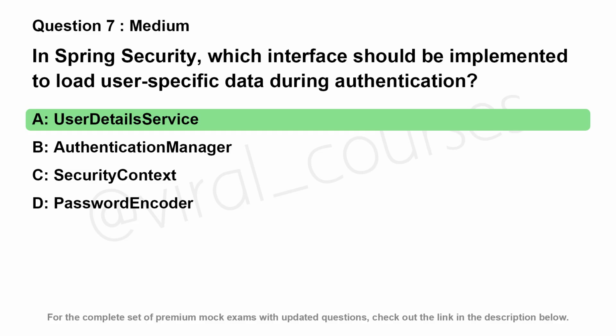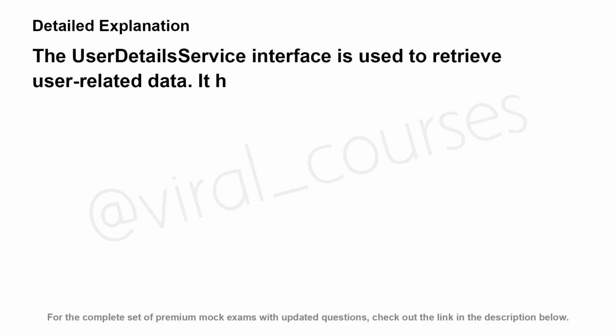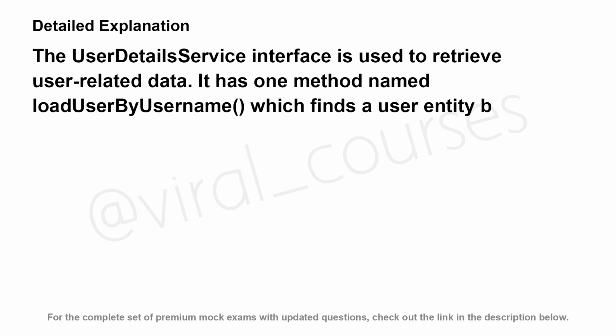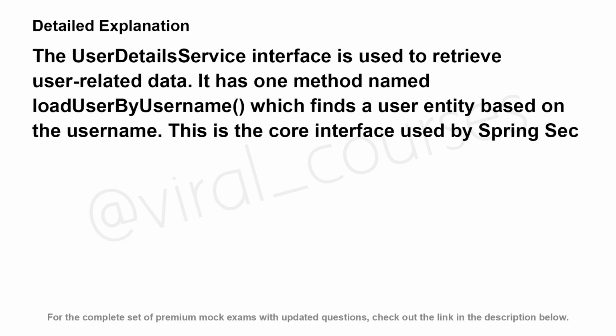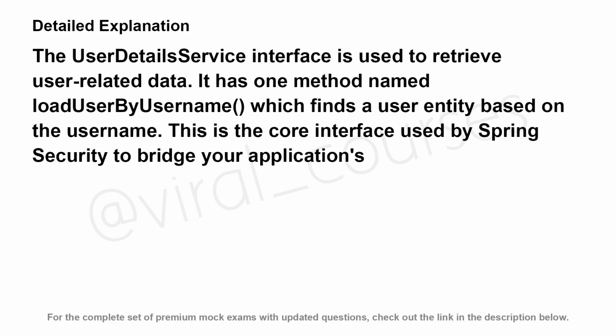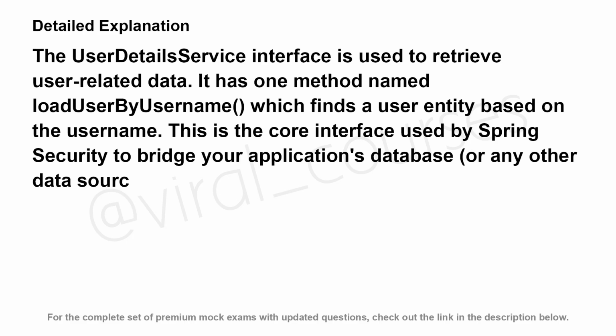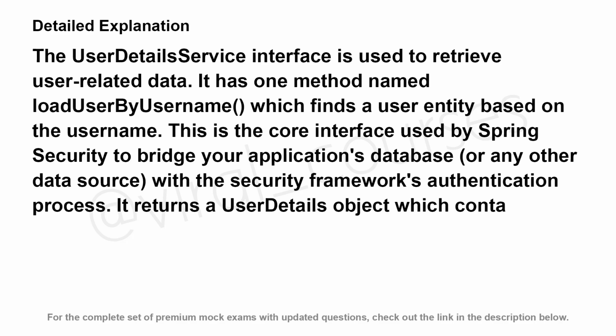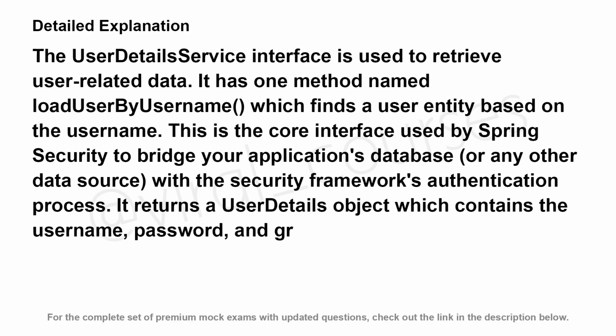The correct answer is A. The UserDetailsService interface is used to retrieve user-related data. It has one method named loadUserByUsername, which finds a user entity based on the username. This is the core interface used by Spring Security to bridge your application's database or any other data source with the security framework's authentication process. It returns a UserDetails object which contains the username, password, and granted authorities, roles.